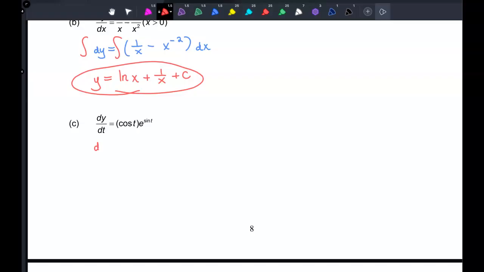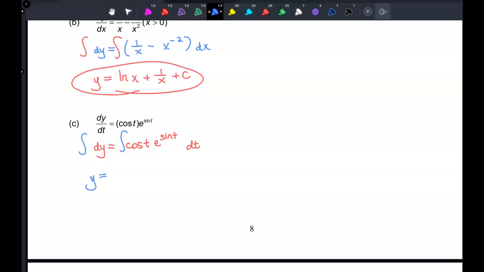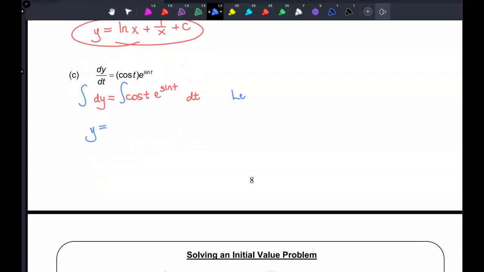Okay, here we have dy equals cosine t e to the sine t dt. In order to solve this differential equation, we have to think u substitution. Okay, so I'm going to let, you literally just took the quiz on it yesterday. So we're going to let u equal sine t.